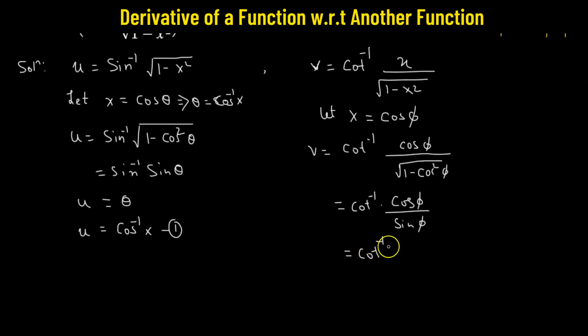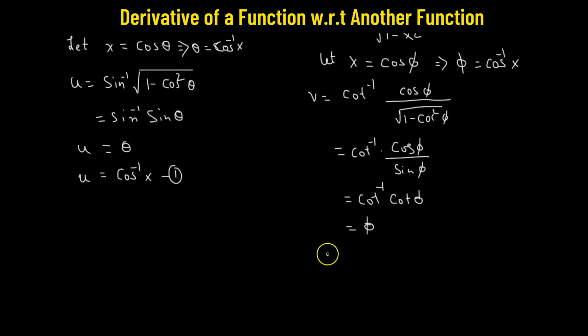cotangent inverse of cosine over sine. So this ratio is the cotangent function. So we have cotangent of phi, and cotangent inverse of cotangent of phi is simply equal to phi. Since we have considered x to be equal to cosine of phi, phi will be equal to cosine inverse of x. So that means v will be equal to cosine inverse of x. Let's label this as number 2.